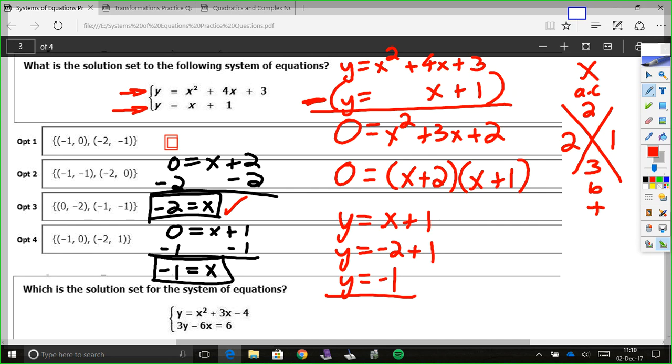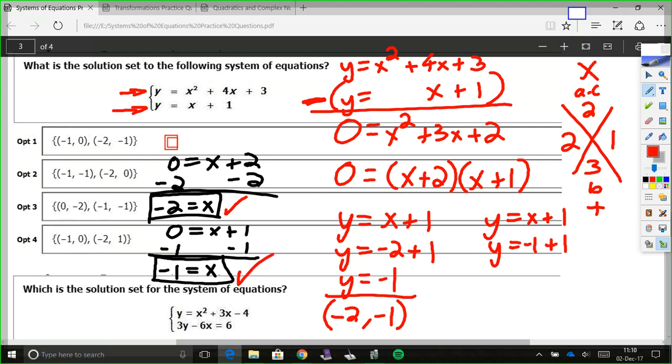So that's the answer. We're going to have x was -2 and the y was -1, so that's the point we're using. Alright, now if I use the other one, x equals -1, let's plug that in. Right? We're using the same equation. I'm plugging in -1 now.